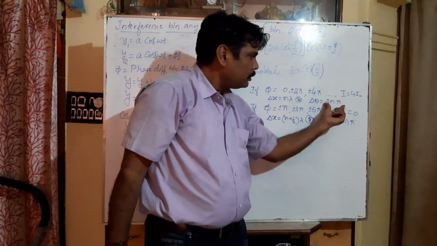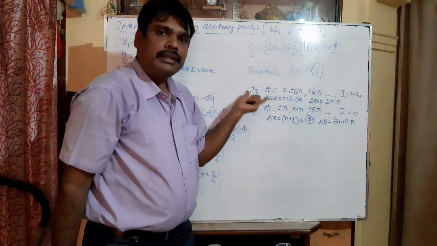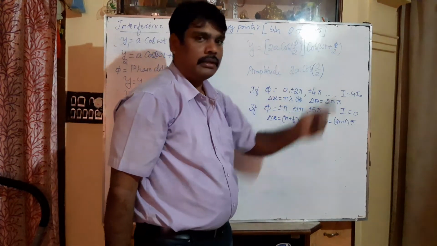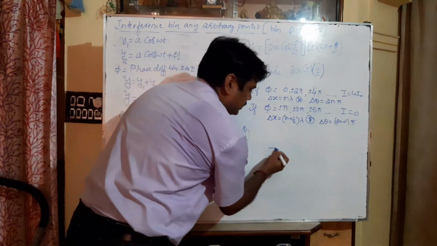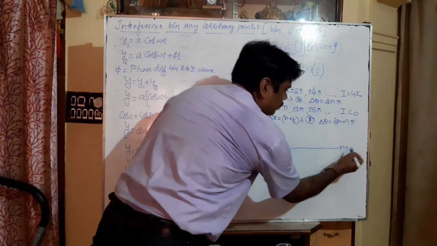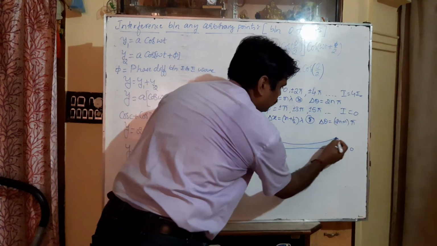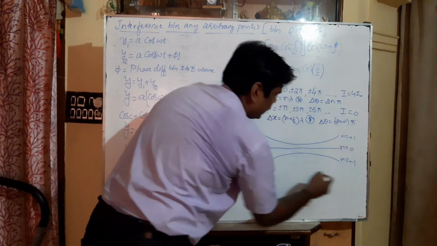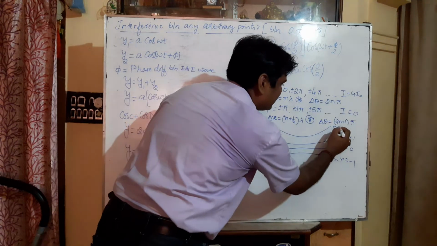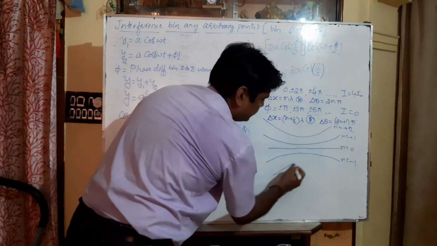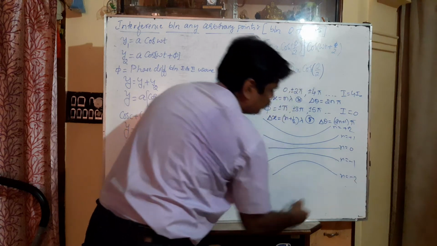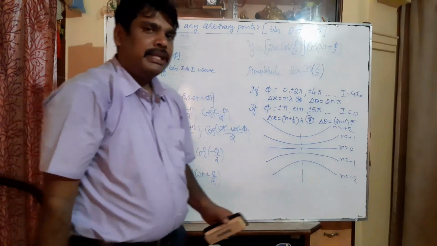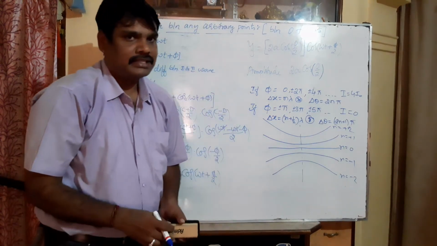If it is 2n pi, it is 100% constructive interference. If it is between these values, it means an arbitrary point. So this is the value of n equal to 0, n equal to plus 1, n equal to minus 1, again n equal to plus 2, n equal to minus 2, and so on. So this is the region where the interference pattern is observed. Dark means destructive interference, bright means constructive interference.